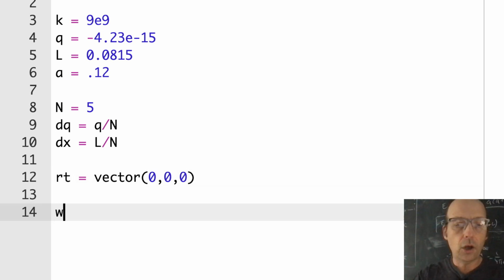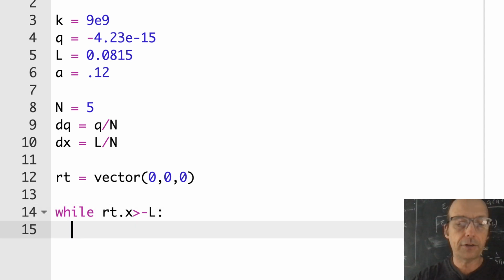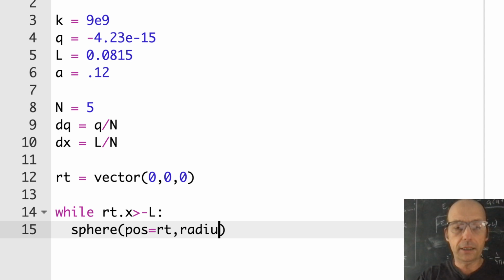So let's say while RT dot x is greater than negative L, so I'm going to move in the negative x direction, then what I'm going to do is make a sphere. So the sphere, I'm not giving it a name, I'm just making it. It has a position RT. It has a radius of, let's say, L over 40. I just picked a value.